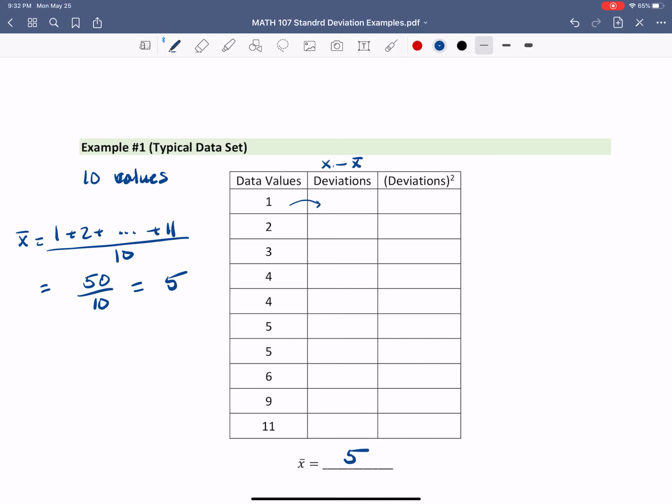So 1 minus 5 is negative 4. I'm just going to write that up here. 1 minus 5. So 2 minus 5 is negative 3.